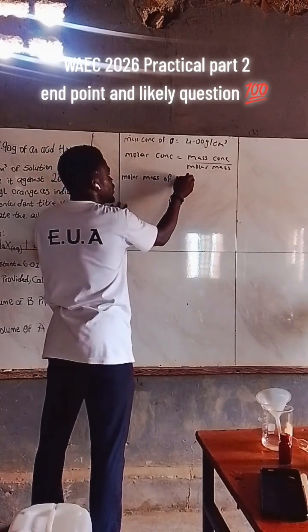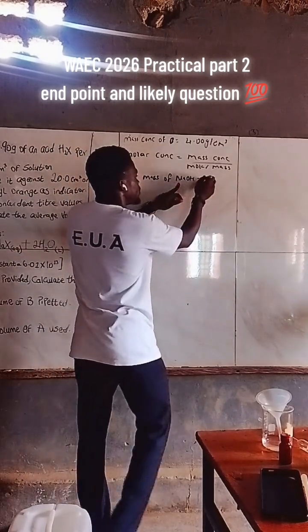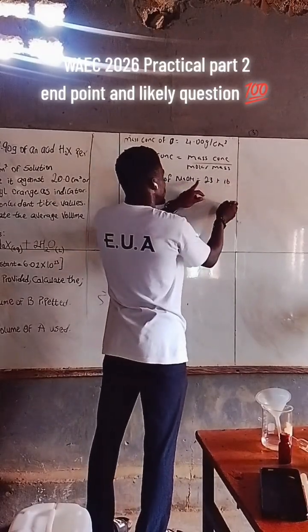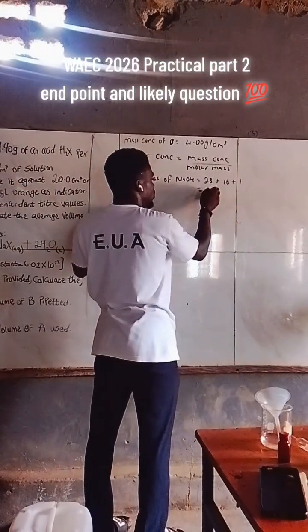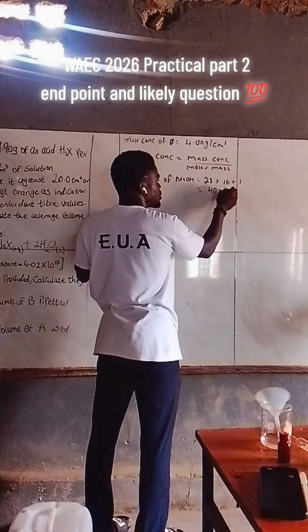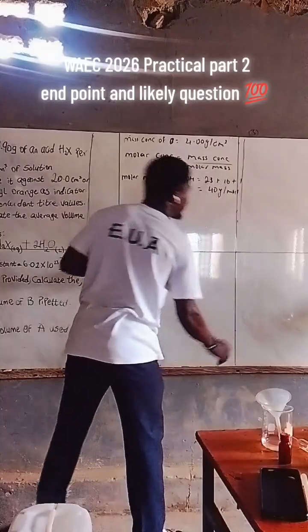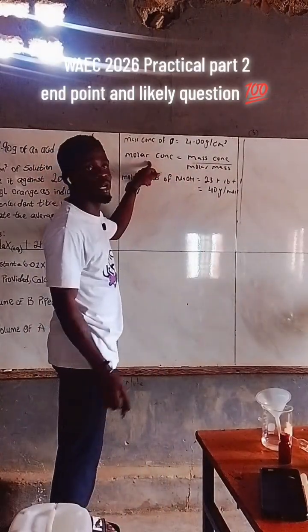Molar mass of NaOH: sodium is 23, oxygen is 16, hydrogen is 1. That will be 40 gram per mole. 40 gram per mole, right? Now, can I get the molar concentration?